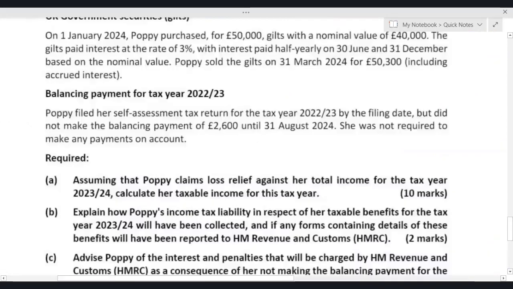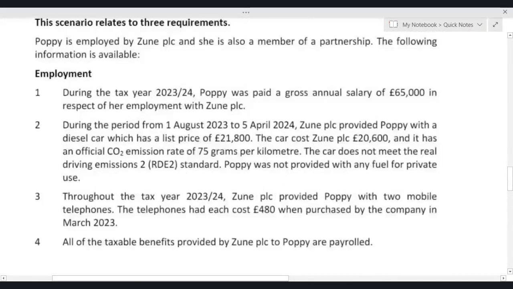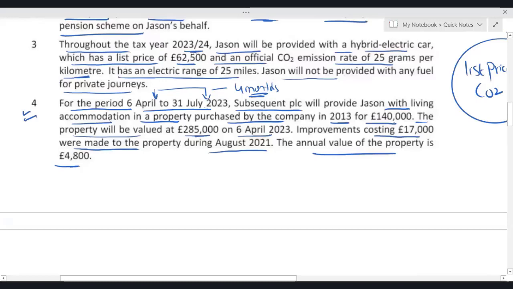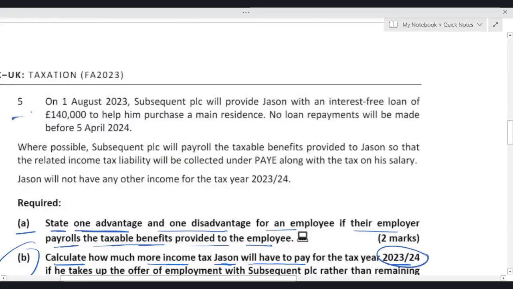Let's go back to the question. We have done this fourth part as well, now fifth. On 1st August 2023, subsequent PLC will provide Jason with an interest-free loan of 1,40,000 to help him purchase a main residence. No loan repayment will be made before 5th April 2024. Now listen. Actually, it is a beneficial loan. We know that. In case of beneficial loan, what do we do? We actually calculate the taxable benefit by using average method as well as accurate method. Then we opt the method which results in a lower benefit.